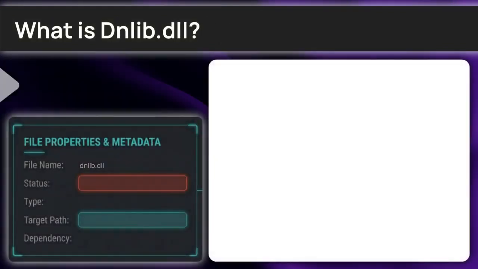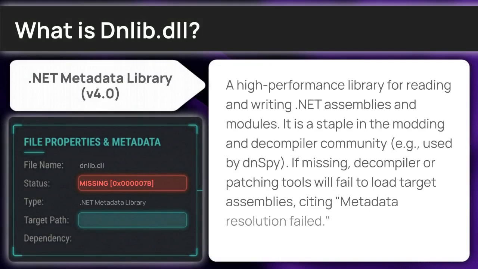This is the .NET Library, a high-performance library for reading and writing .NET assemblies and modules. It is a staple in the modding and decompiler community, e.g., used by dnSpy. If missing, Decompiler or patching tools will fail to load target assemblies, citing metadata resolution failed. Let's transition to the solution, starting with the official Microsoft Redistributable.